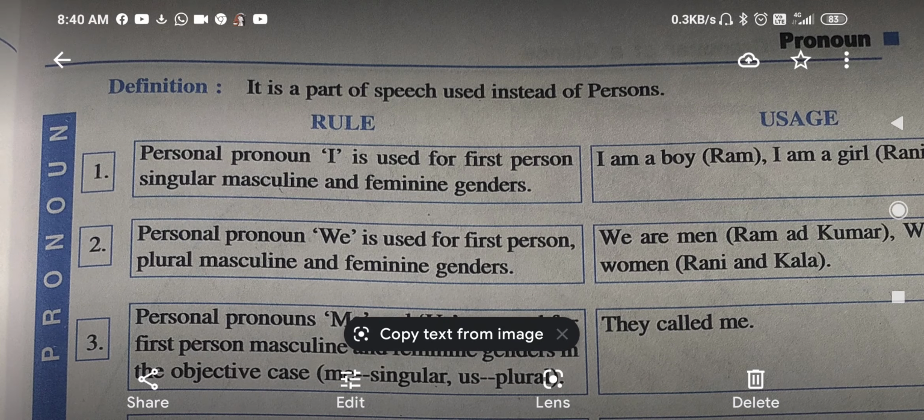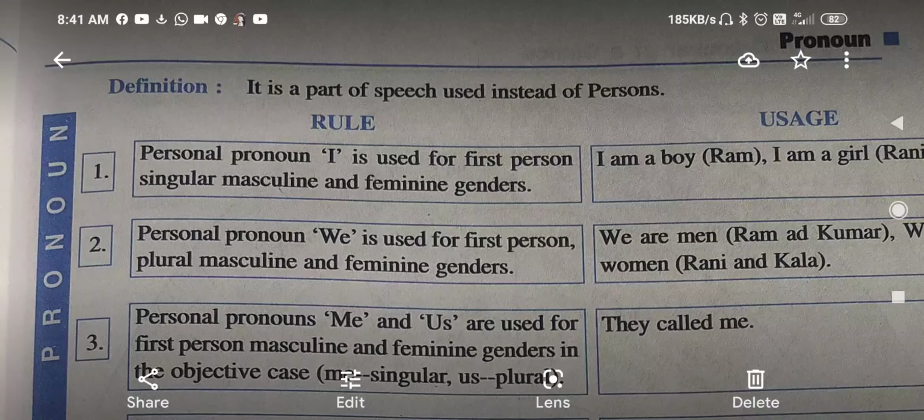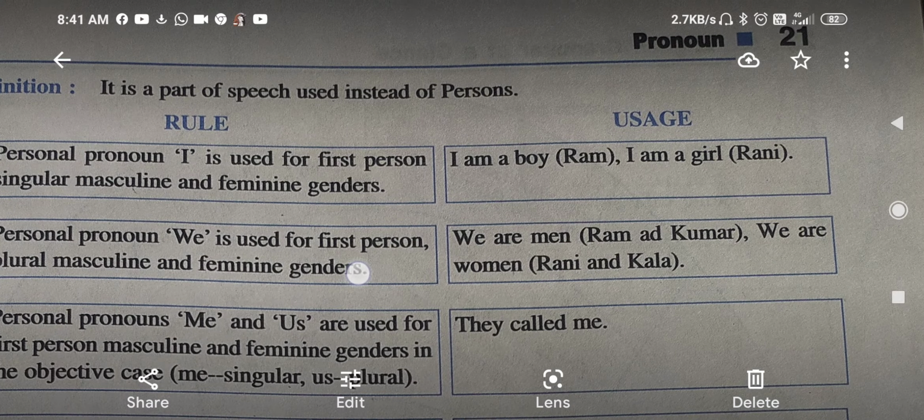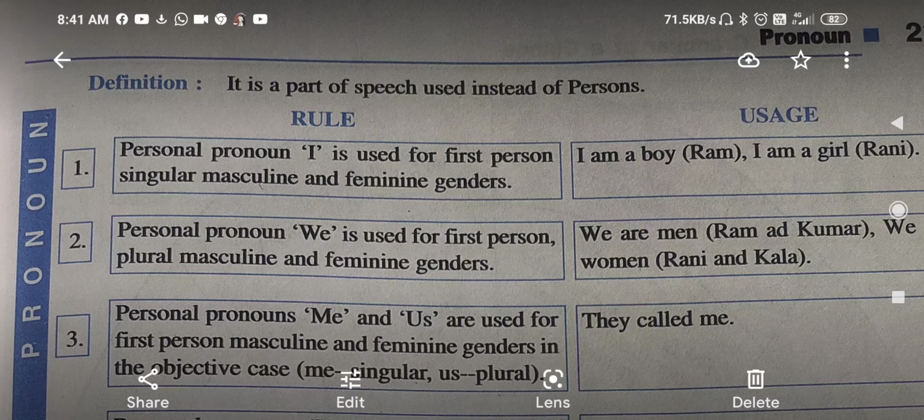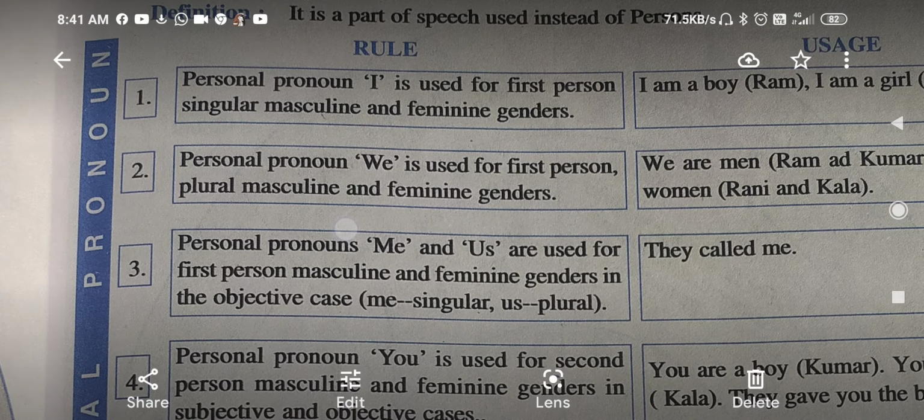Now, second, personal pronoun rules. The personal pronoun I is used for the first person, masculine and feminine genders. You have to remember this, that it is used for both masculine as well as feminine. For example, I am a boy, that is Ram, or I am a girl. That is, I is used with both male as well as female. The personal pronoun we is used for the first person but in case of plural.